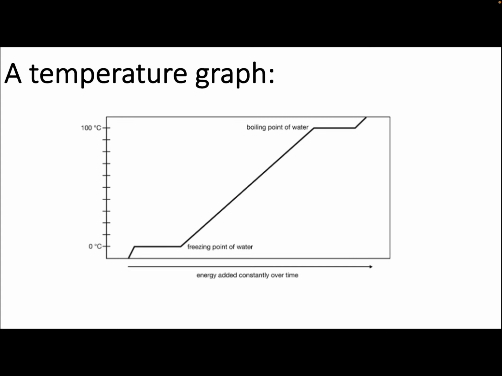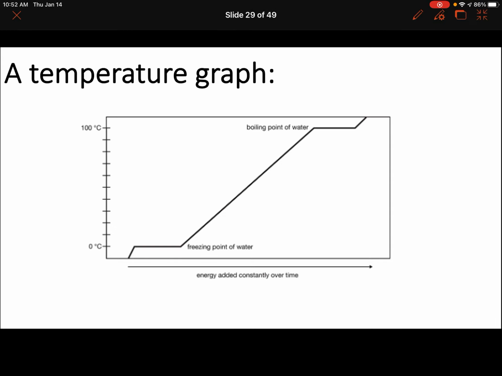So let's just take a look at a temperature graph. What are we looking at here? This is a graph of temperature on the y-axis, and we're seeing energy added constantly over time. So our x-axis is, you can think, the amount of energy added. So I could add some labels here, 1, 2, 3, 4, 5, some markers on there. And this is a measurement in joules, right?